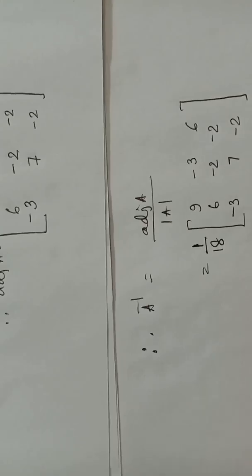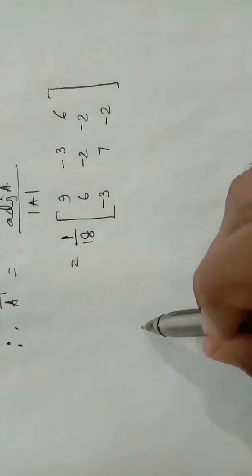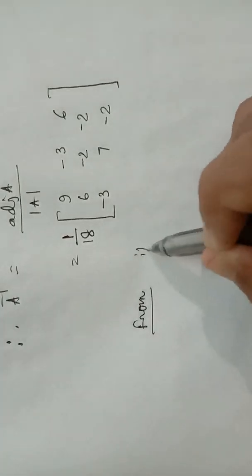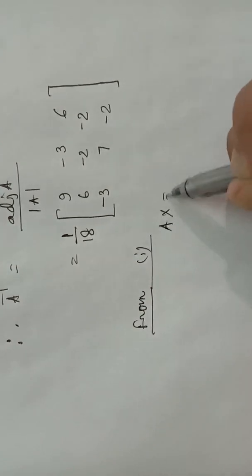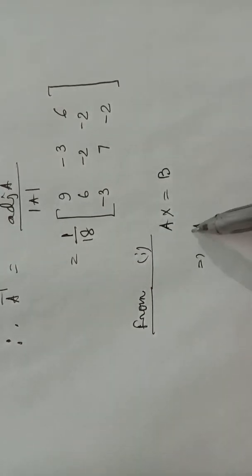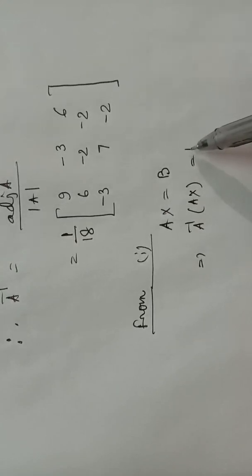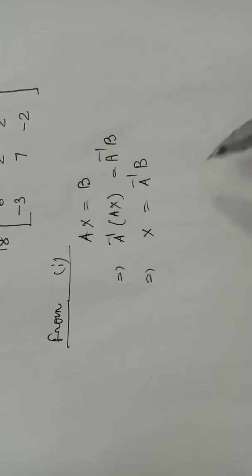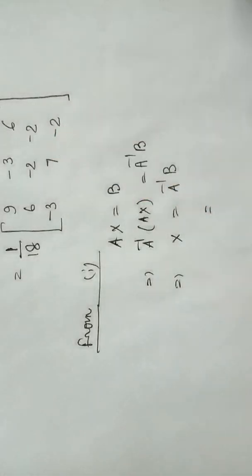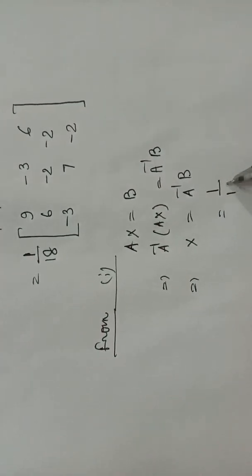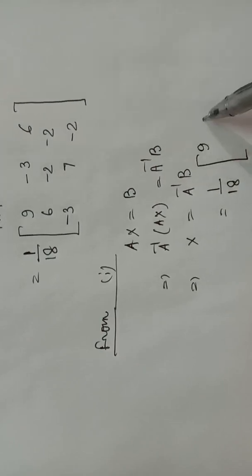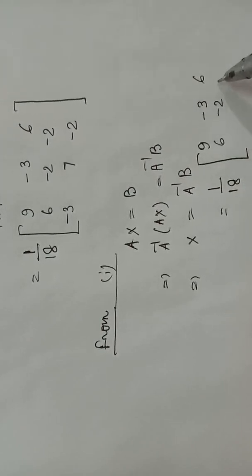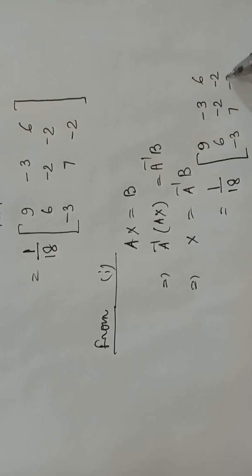Now from 1 we already have the relation AX equal to B. Multiplying both sides by A inverse, A inverse into AX is equal to A inverse into B. A inverse into A is the identity matrix, and identity into X is X, so X equals A inverse B. Now this is our A inverse: 1 by 18 into 9, minus 3, 6; 6, minus 2, minus 2; minus 3, 7, minus 2.